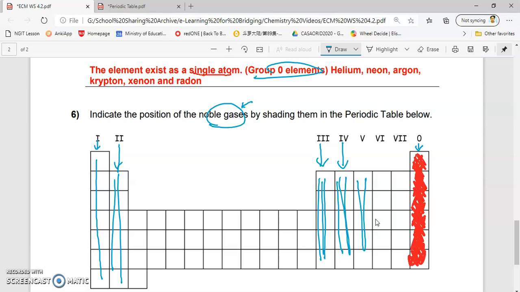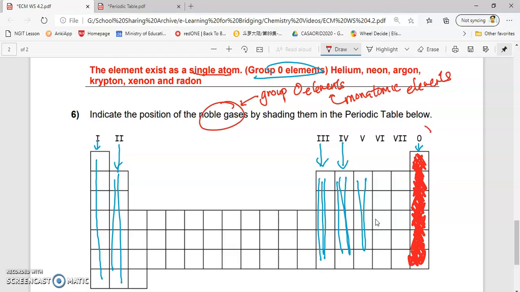So noble gases are actually the monatomic elements. Maybe I shouldn't use blue here. I should change my color, sorry. Let's use red because that's the answer. So noble gases are actually your group 0 elements. They are actually your monatomic elements.